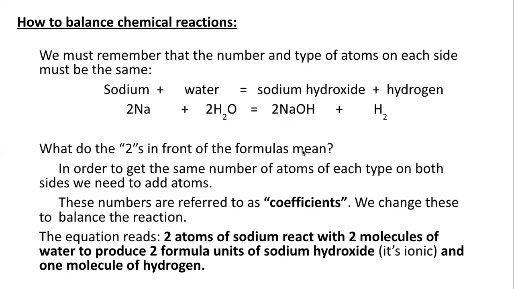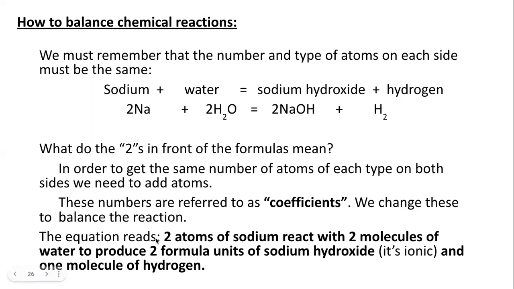So this is important because, for example, you might get a question that gives you an equation that is not balanced, and you might be asked to balance it. You cannot change subscripts. However, you can add coefficients. So you can add these big numbers here, but you cannot change these numbers because these numbers dictate what the compound is actually made of.